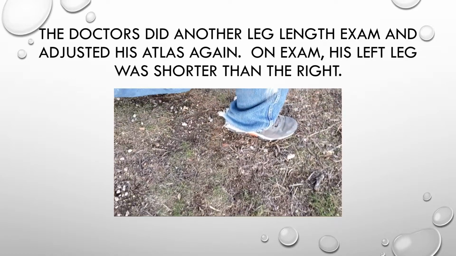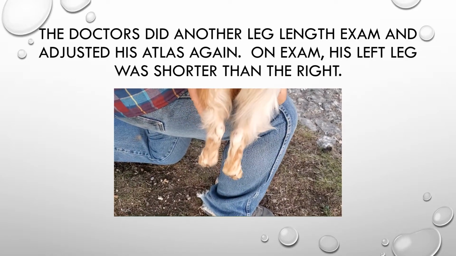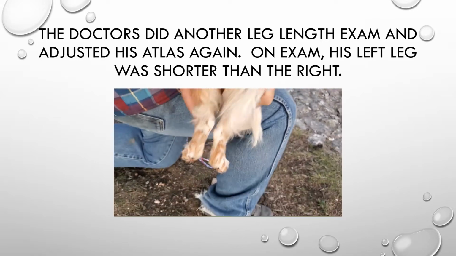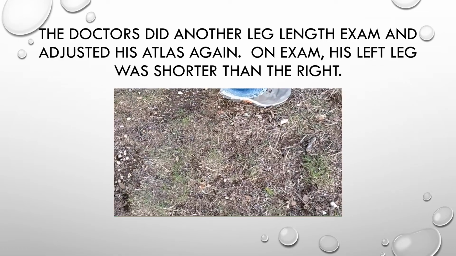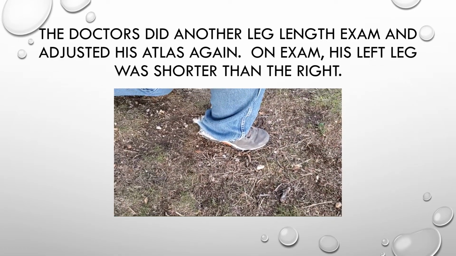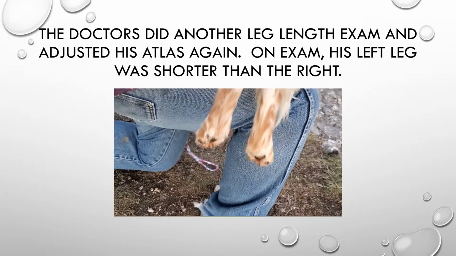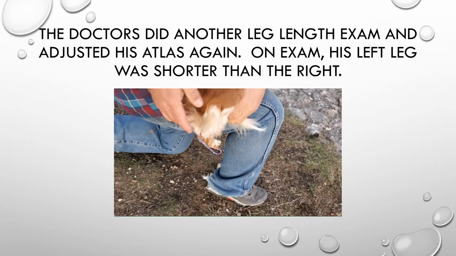The doctors did another leg length exam and adjusted his atlas again. On leg length exam, his left leg was shorter than his right leg, as is evident in this video. We found it's difficult for the two of us to handle the dog, do the exam, and videotape at the same time. And so some of the video is not exactly perfect.